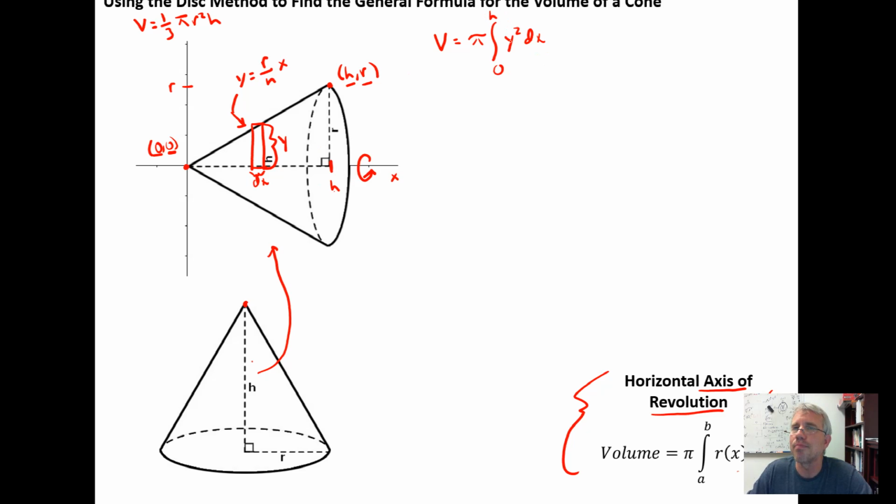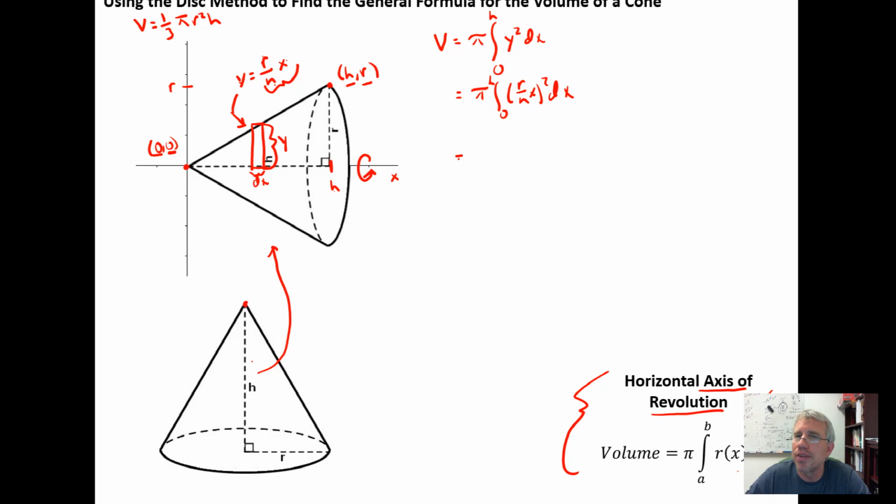But I have to describe my radii, my y's, as functions of x's. So as a function of x, y is equal to r over h times x. So I want to recognize I really need pi times the integral from 0 to h of r over h x, all squared, dx. And again, recognizing that pi times the radius squared is the area of the cross-sectional circles of our disk, and then the dx is just the height of each of those cross-sectional disks or cylinders.